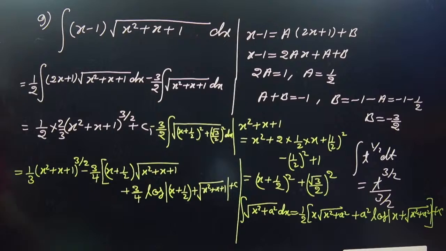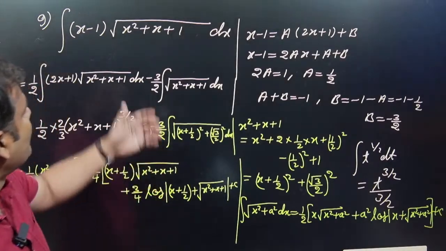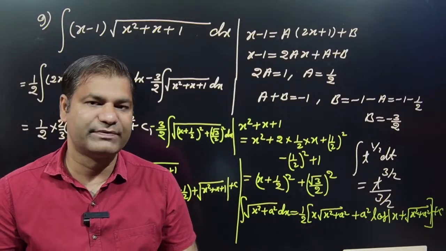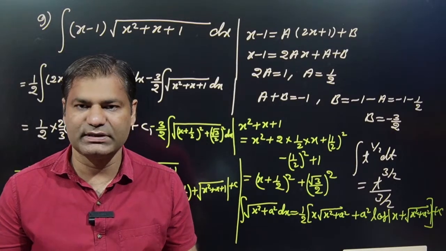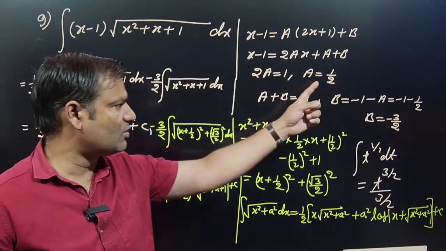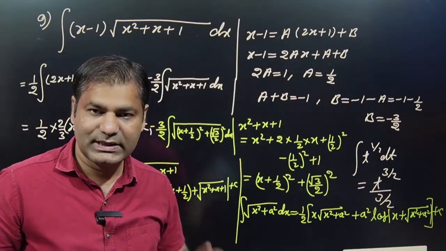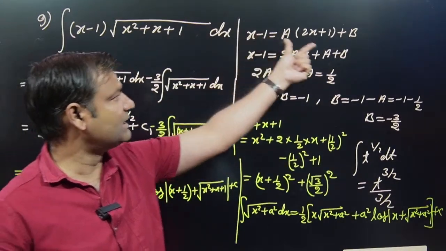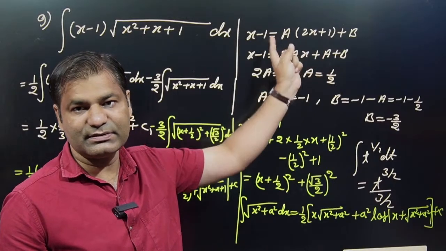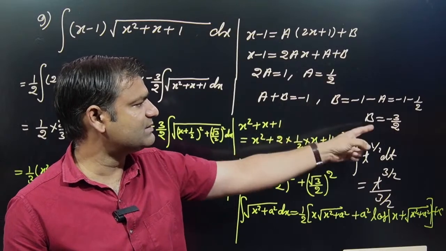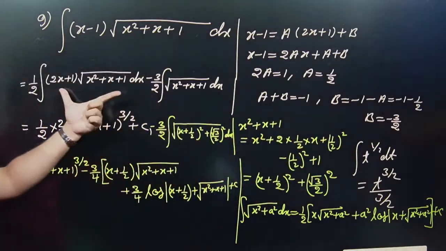Okay, simply I will explain again. Our motto is, how can you integrate this one? Simply x minus 1 is replaced by a into the differentiation of the denominator plus a new constant b. After that we got a and b. a is 1 by 2, and b is minus 3 by 2. These two values are put here. Basically this one is replaced by that one. Then we got it like that.